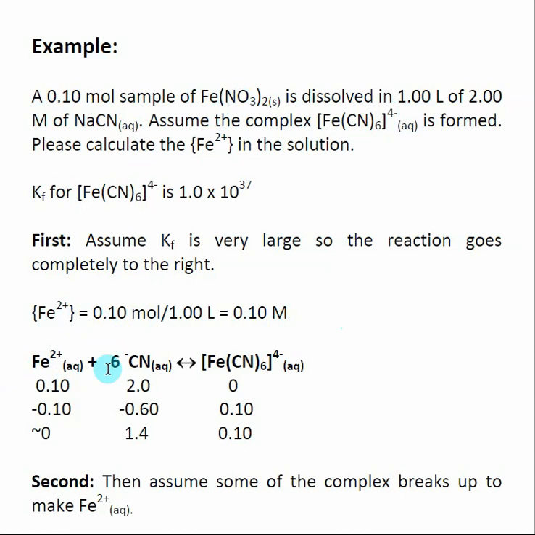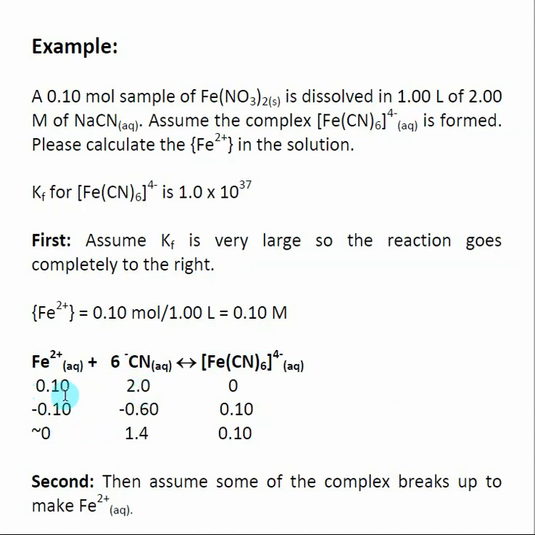Then we look at the reaction that goes to form our complex in this situation. And remember, it's a 1 to 6 stoichiometric ratio. And we're going to assume that this reaction gets pushed all the way to the right. We have an initial concentration of 0.1 molar of Fe2+, and also we were given an initial concentration of CN- of 2 molar.